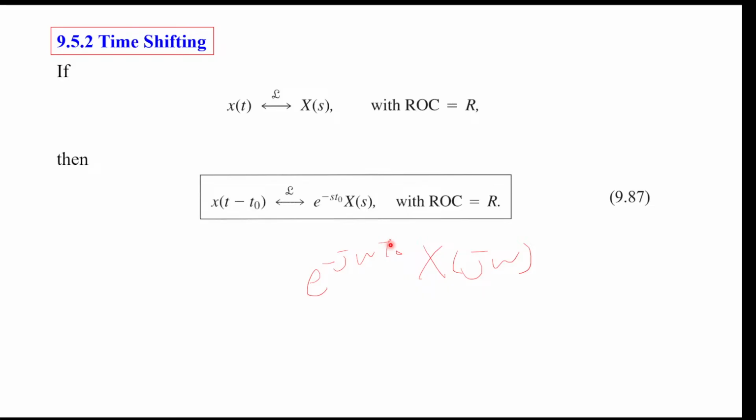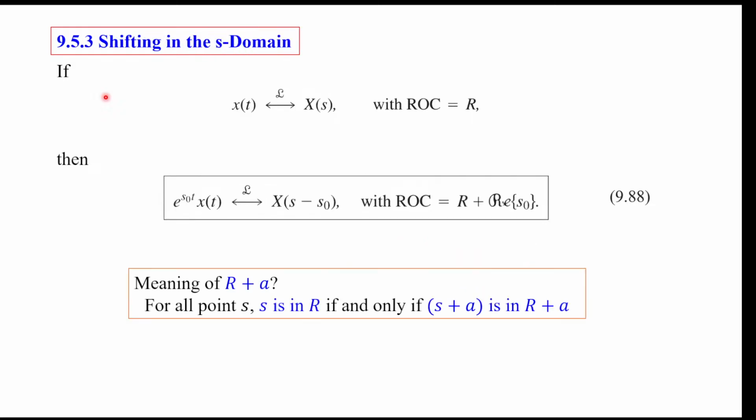Okay. And then we have shifting in the time domain, and we can then think about shifting in the S domain. It's a little weird here, so in the Fourier transform I say it's the frequency domain, but S is a complex extension of frequency, so we just call it the S domain.